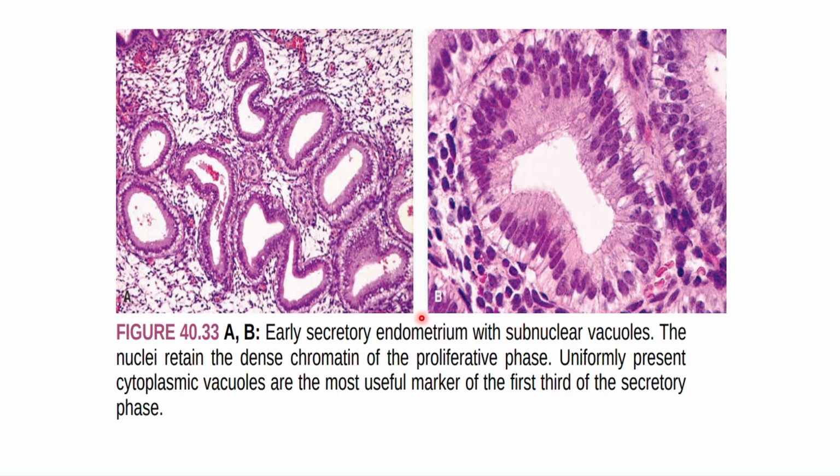Now, in early secretory phase, we can see subnuclear vacuoles and nuclei retain the dense chromatin of the proliferative phase, uniformly present cytoplasmic subnuclear vacuolization, which is the most useful marker of the first third of secretory phase. In early secretory phase, you will find subnuclear vacuolization.